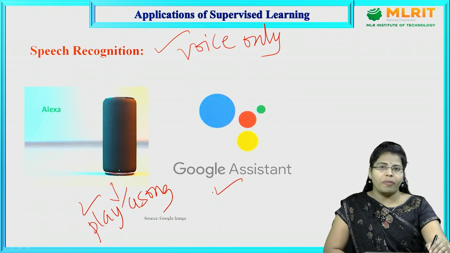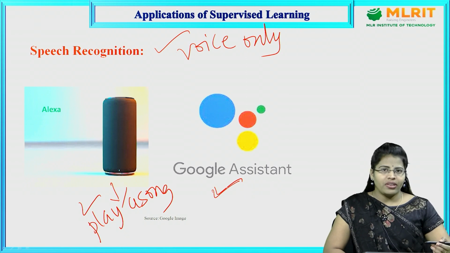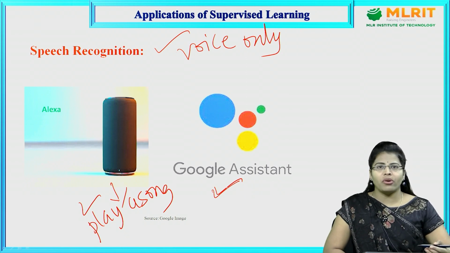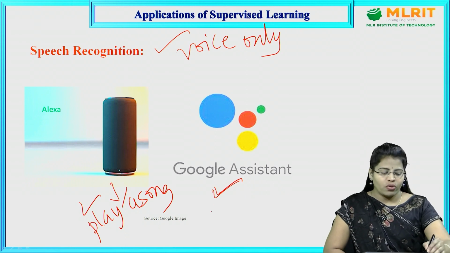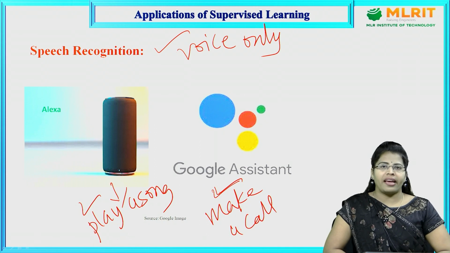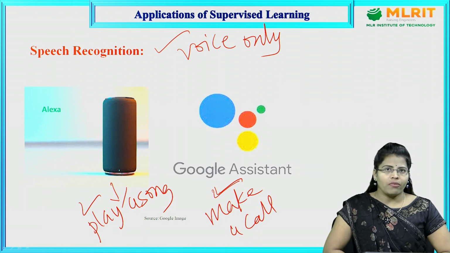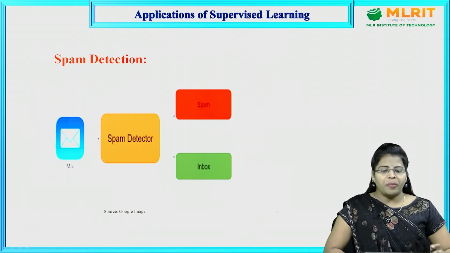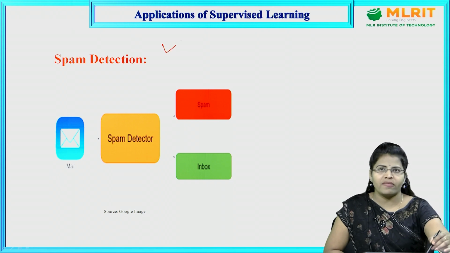Next, whenever you open Google Assistant and ask it to make a call to Sam from your contact list, then it is going to make a call automatically from your contact list. So that's how it has become an integral part of our families, which is working on our voice only. Next, one more application of supervised learning is spam detection.